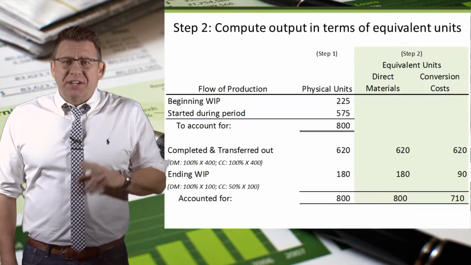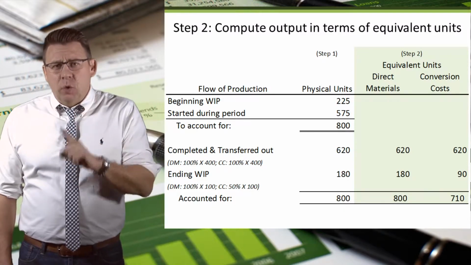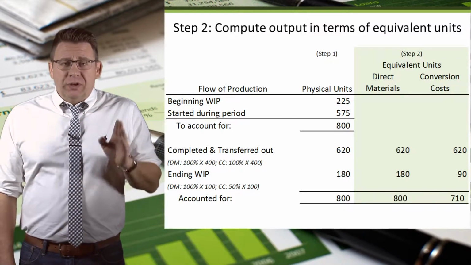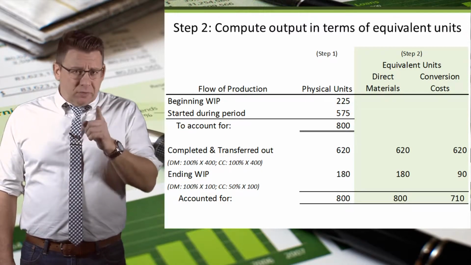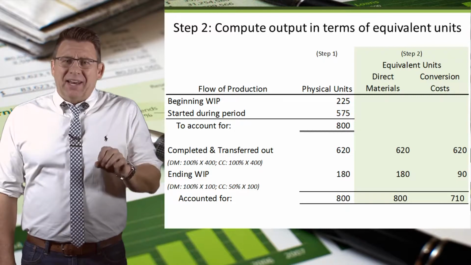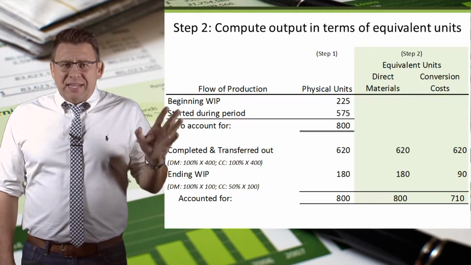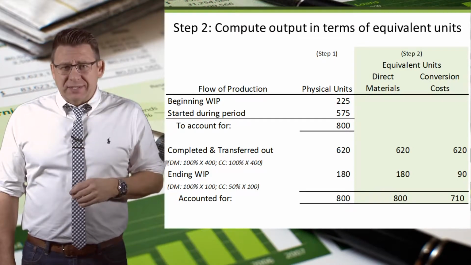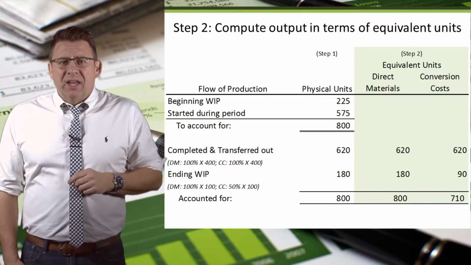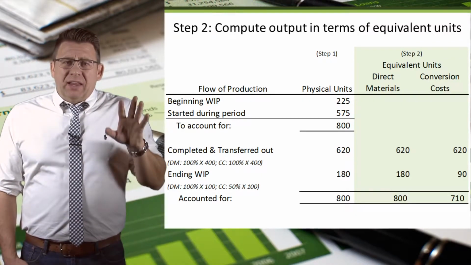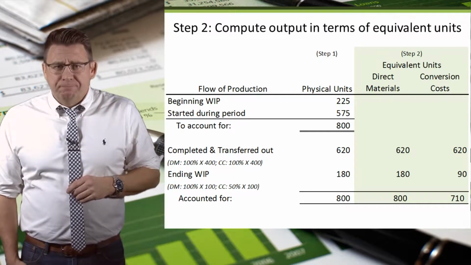Step 2 is converting the partially completed units into fully completed equivalent units. We do this for both direct materials and conversion costs. Often, but not always, materials are added at the beginning of a process, whereas conversion costs tend to happen evenly throughout the process. In this example, let's assume that the direct materials have been added at the beginning, and the ending WIP is 50% complete for conversion costs.